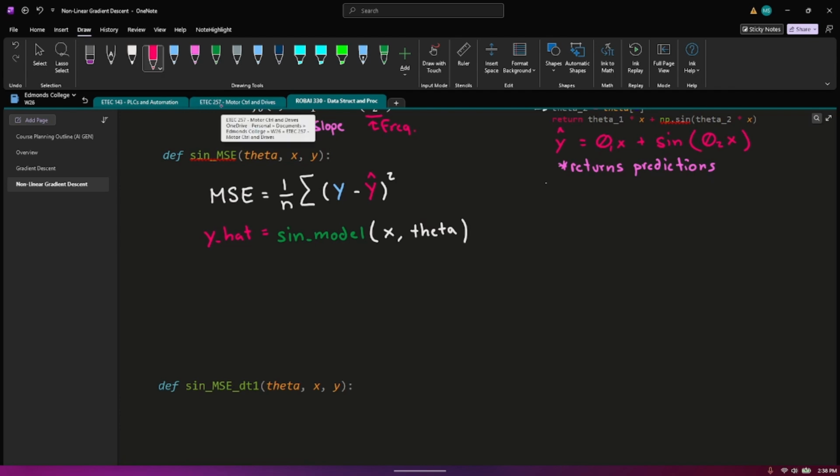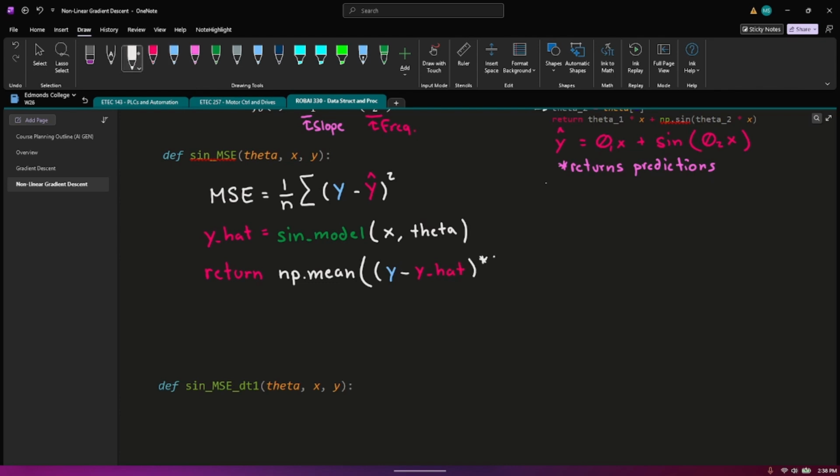So I'll have down here a return. This is what we want this function to spit out. np.mean. We want to take the average of something, and we're going to take the average of our y values minus our predicted y values, which we called y_hat above.